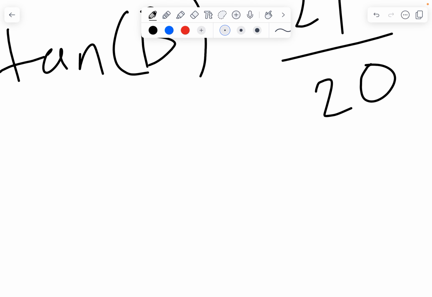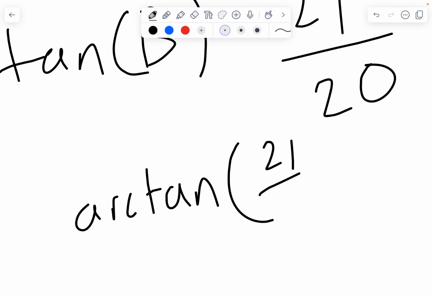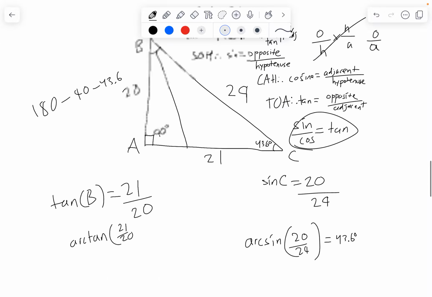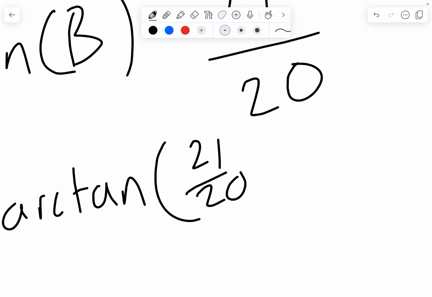Now that we have that, there's also arctan. There's arcsine, arccosine, and arctan. Let's put in arctan 21/20 in degrees. Oh, whoops, it's putting parentheses around the 21, so it's not what I want. And there we have it. It rounds to about 46.4 degrees, which again is perfect for us.